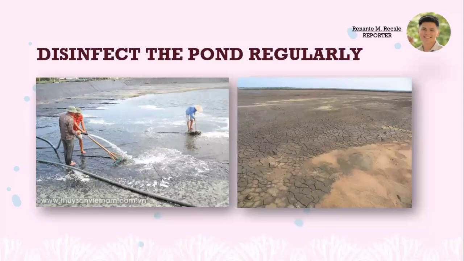So number five, disinfect the pond regularly. Simple methods can be used, such as allowing the pond to dry after each crop. So why do you need to clean the pond? Waste material which has settled in the pond may contain unwanted organisms and microbes from the previous culture.